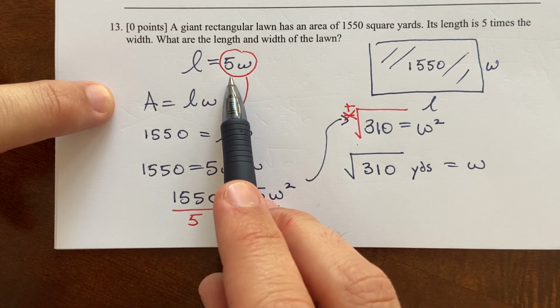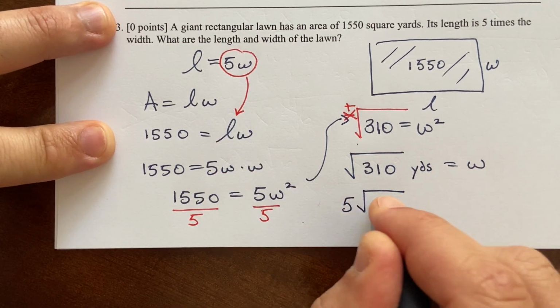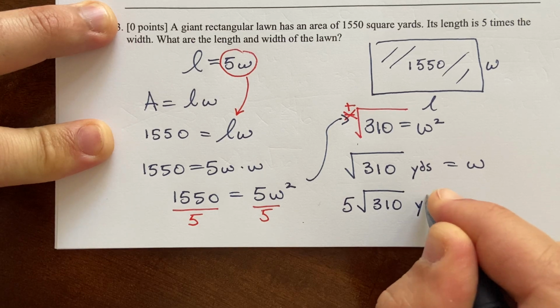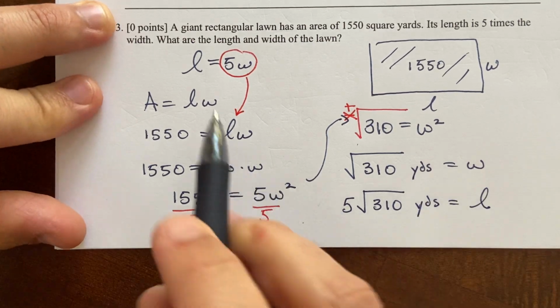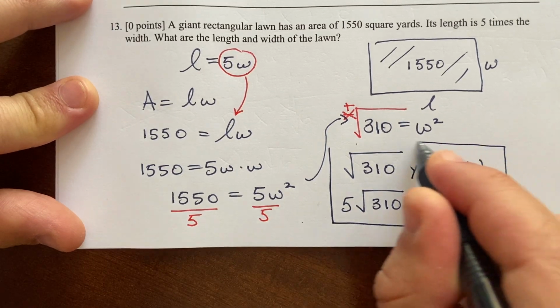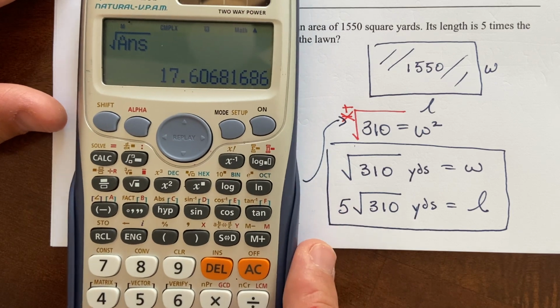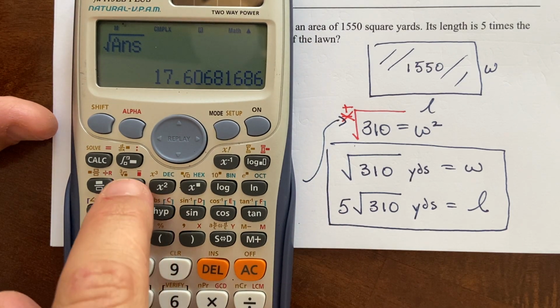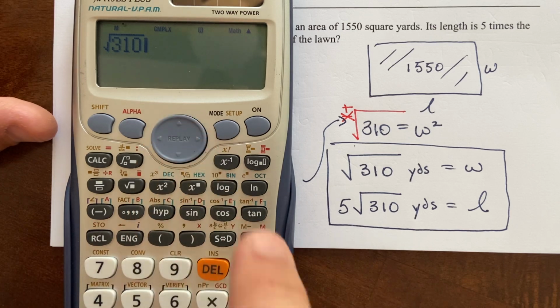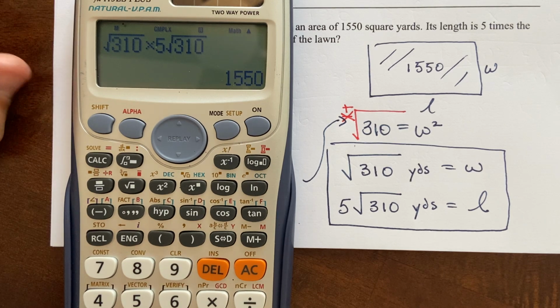The length is equal to 5 times that. So in other words, I'd have 5 root 310. That's the number of yards for the length. So what are the length and width of the lawn? They're these. A way to check that is if I multiply those together, I should get 1550. So if I take root 310 and then multiply by 5 times root 310, I should get this 1550 to appear.